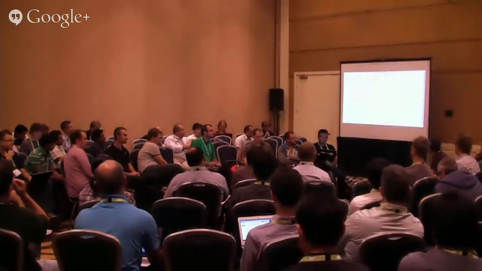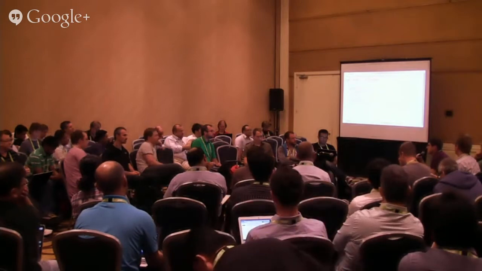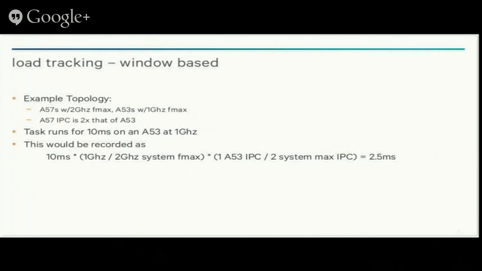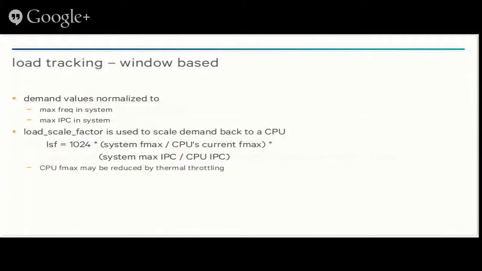So as I say, all the demand values are going to get recorded, normalized to the highest capacity CPU in the system. So when you want to use those values, if you're doing operations where you need to know how that load would appear on a certain CPU that may not be the highest capacity CPU, you need to translate that back into what that would mean for that CPU. So we use a value called load scale factor for that. The load scale factor is just a multiplier that will get you back to what that demand would be.